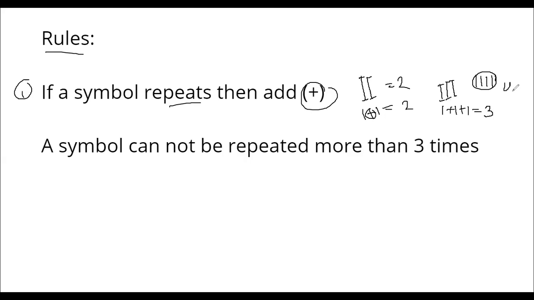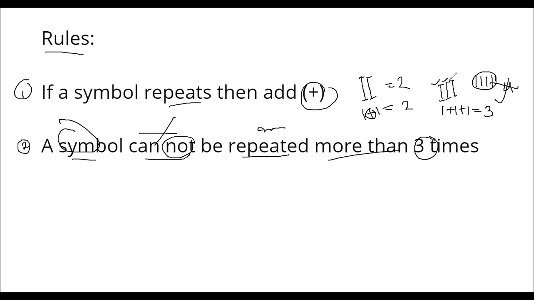4i would mean 4. No, that is not correct because we have a second rule. The second rule says a symbol cannot be repeated more than 3 times, which means one symbol, one character, one letter cannot repeat. Repeat means happening again and again. Cannot repeat more than 3 times. Okay, so here we repeated I 1, 2 and 3 times.